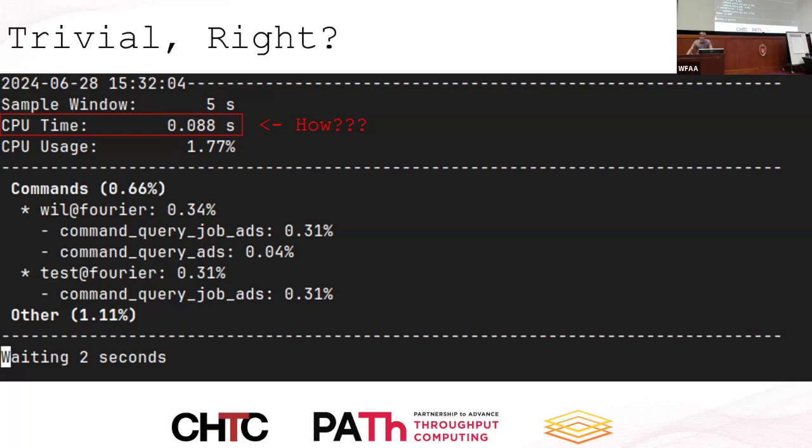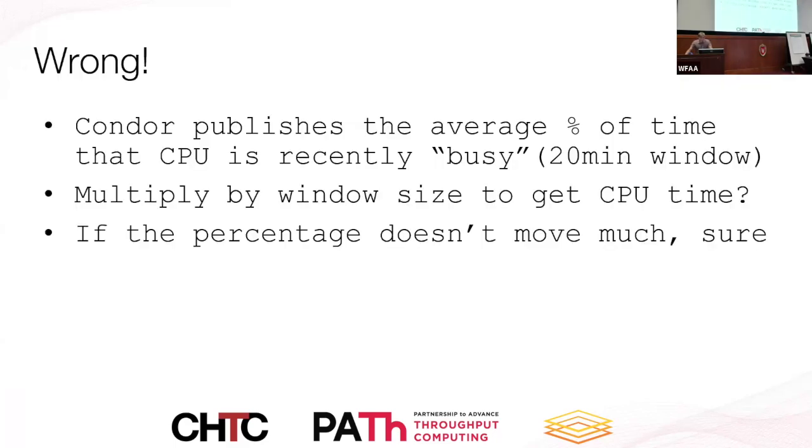So there's just one problem. How are we getting that CPU time? And it is not exactly so easy. So the internal HTCondor system is going to publish a 20-minute average of the percentage of time that the CPU has been busy for. So you'd think the naive solution is that we just multiply by the window size, and that gives us the CPU time over the window.